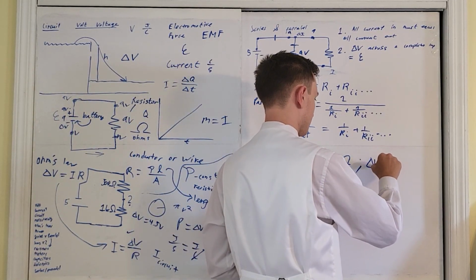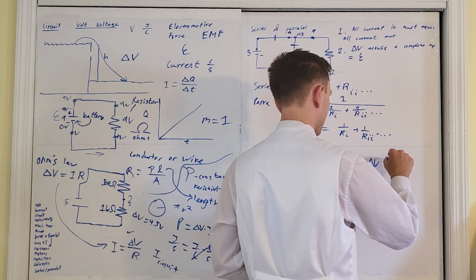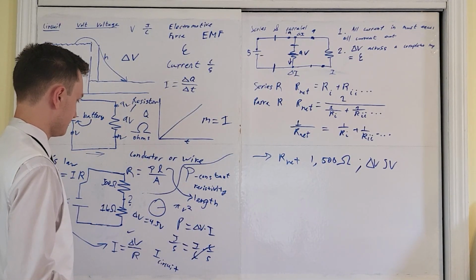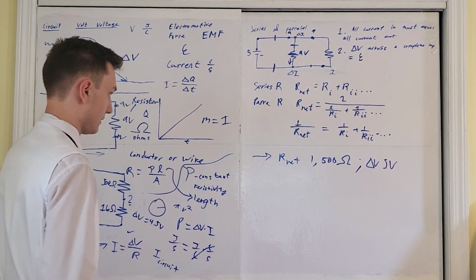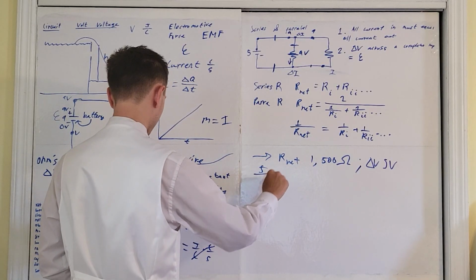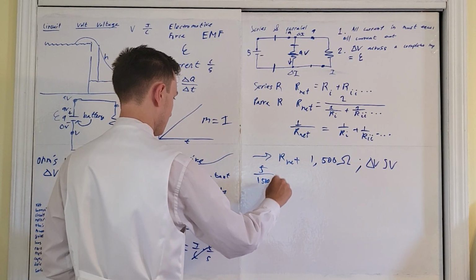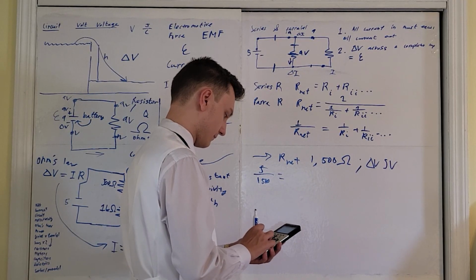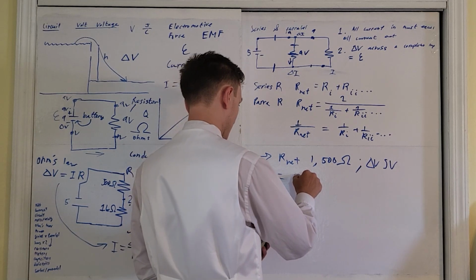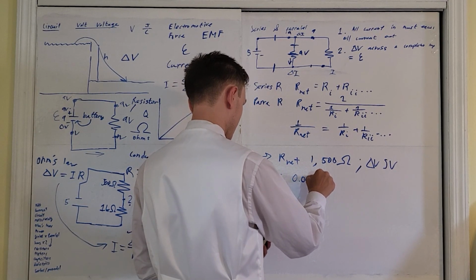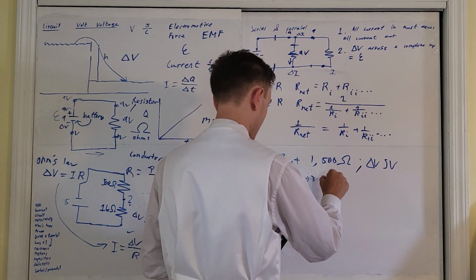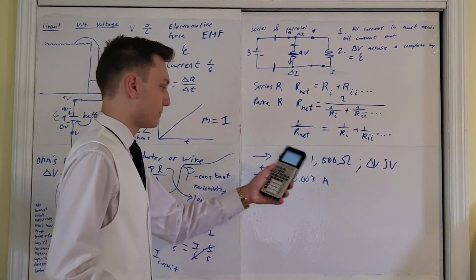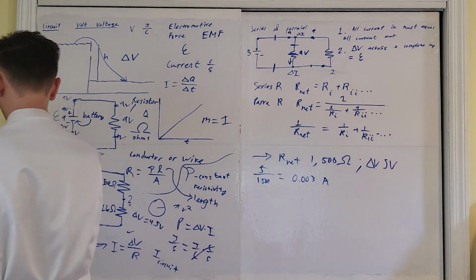I know that my potential difference across both resistors is 5 volts, because I've got 5 up here and 0 down there. Therefore, by Ohm's law, 5 volts over 1500 ohms is going to give me, bring out the calculator, 5 divided by 1500 gives me that my current is 0.003 amps. That is the unit for current, amperes, also often abbreviated as amp.